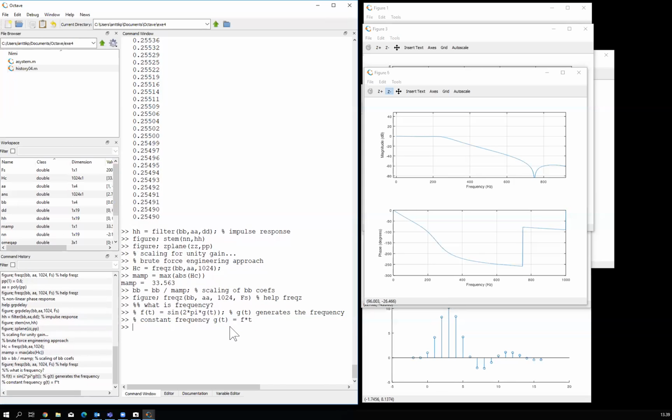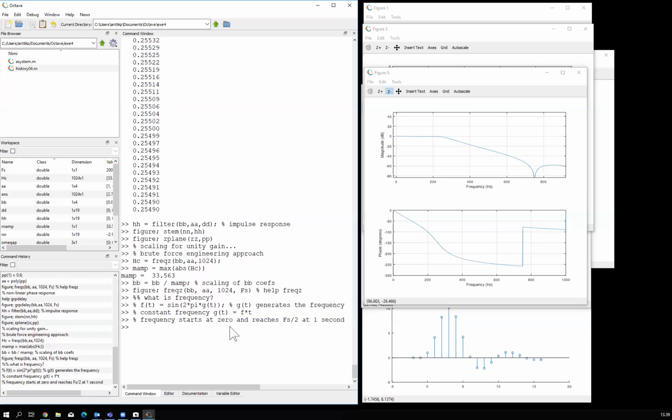How about if we want to have the frequency, for example, start at 0 and reach fs over 2 at, say, 1 second? Meaning, well, if it was a chirp, let me do it first with a chirp.